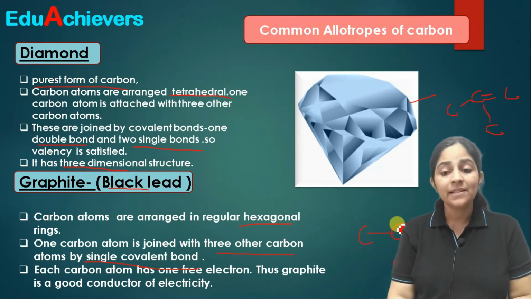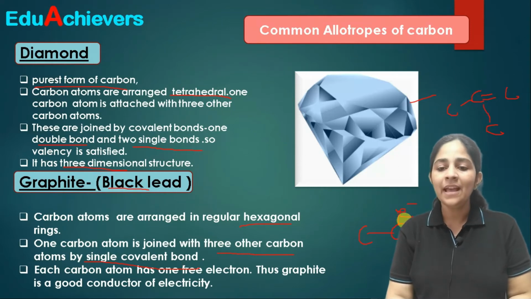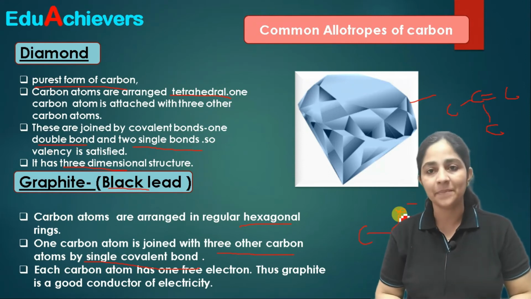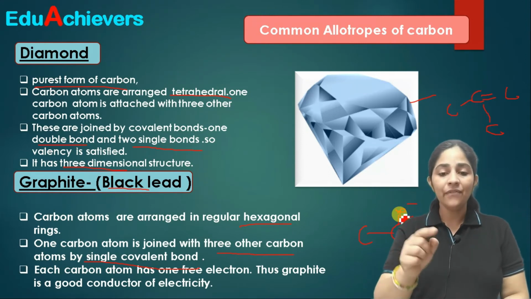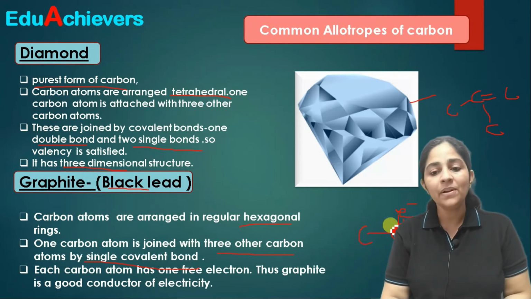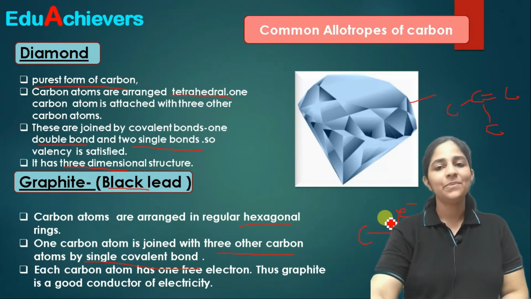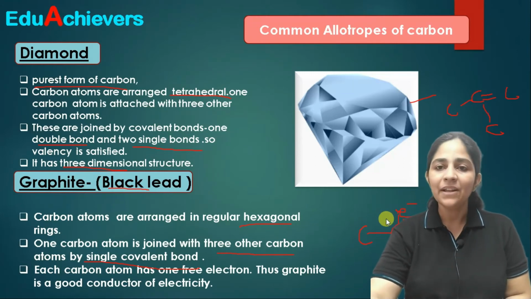So you can understand here that 1 electron will be free. This electron, which will be free from this carbon atom, will be free to move around in the system. And that is what makes graphite a good conductor, whereas diamond is not a good conductor. Graphite is a good conductor because it has this one free electron to move around and carry the charges. Okay, that's what makes graphite and diamond different.